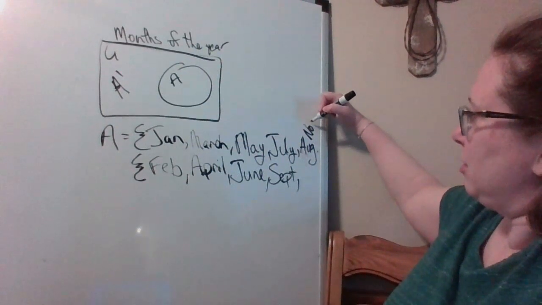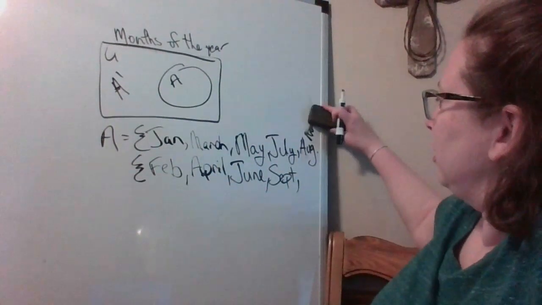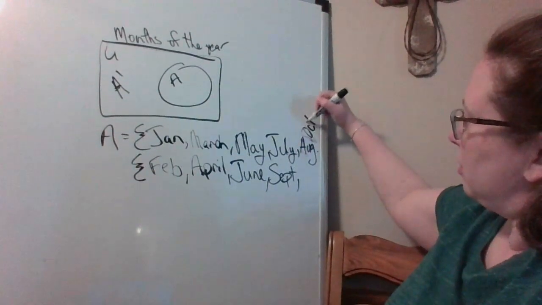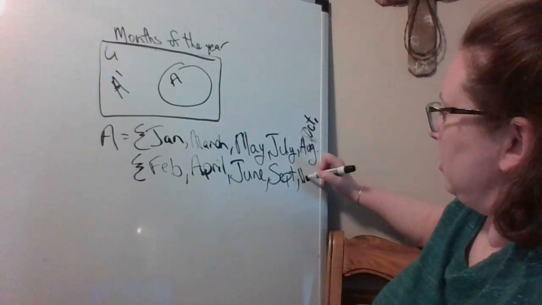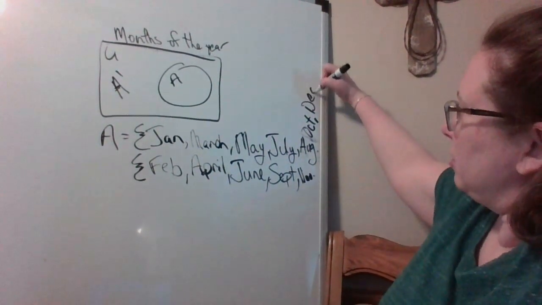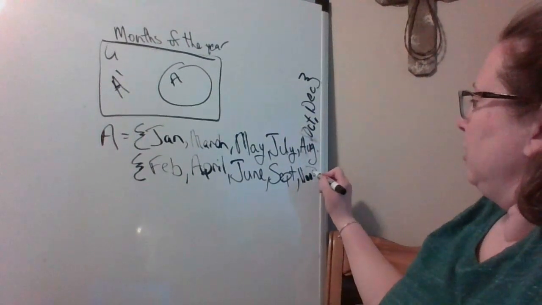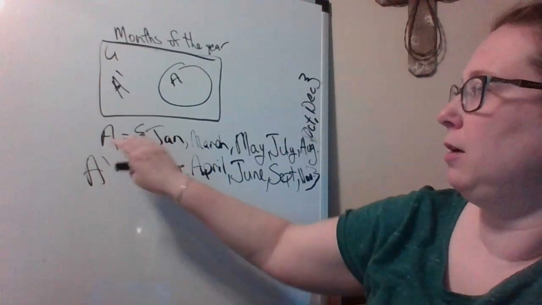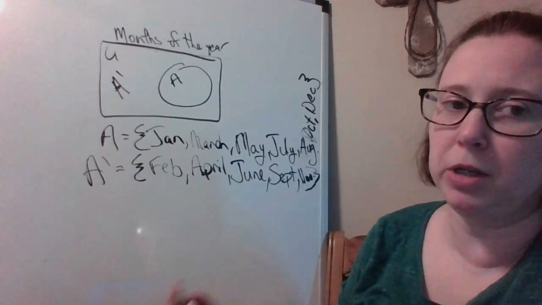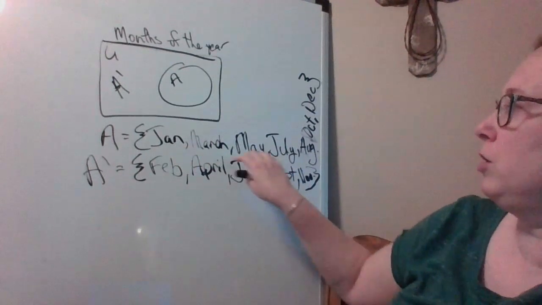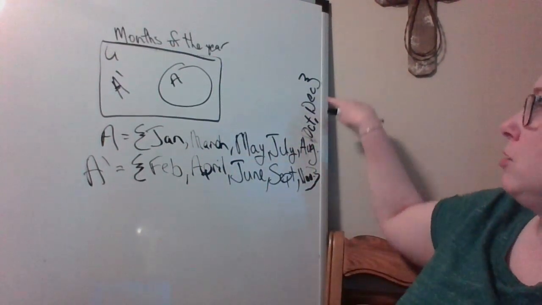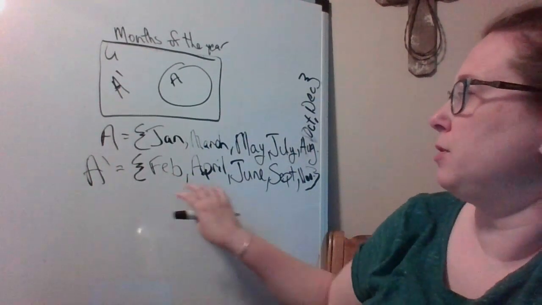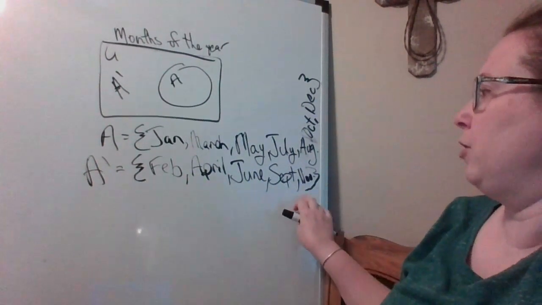November, wait, I skipped October, sorry. October, November goes down here, and December goes up here. Sorry, that ended up being a mess. So our subset A of all of the months that have 31 days is January, March, May, July, August, October, and December. And our A prime is February, April, June, September, and November.